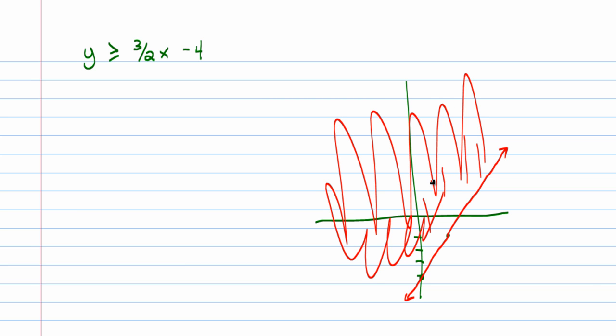It's a really quick way to graph things, but the only time you can do it is when you have y by itself on one side. Okay, so it's a very nice method. But otherwise, you could always pick a test point. That always works as well.